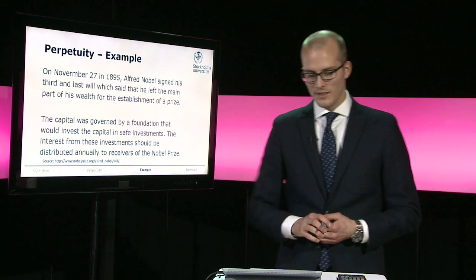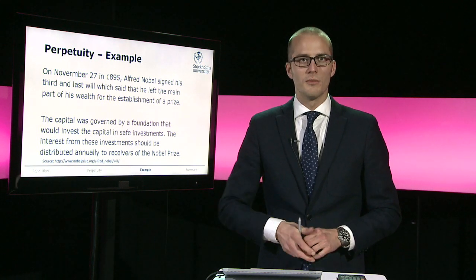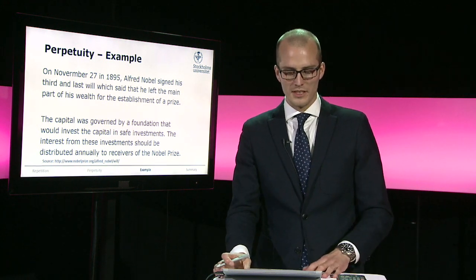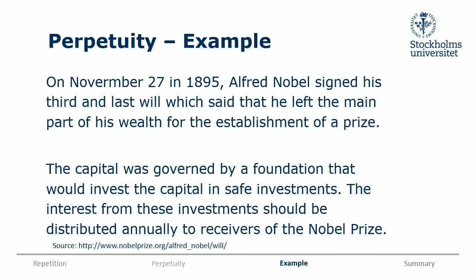So we can have an introductory example, so to speak, which is a bit interesting. On November 27th in 1895, Alfred Nobel signed his third and last will, which said that he left the main part of his wealth for the establishment of a prize. The capital was governed by a foundation that would invest the capital in safe investments. The interest from these investments should be distributed annually to receivers of the Nobel Prize.